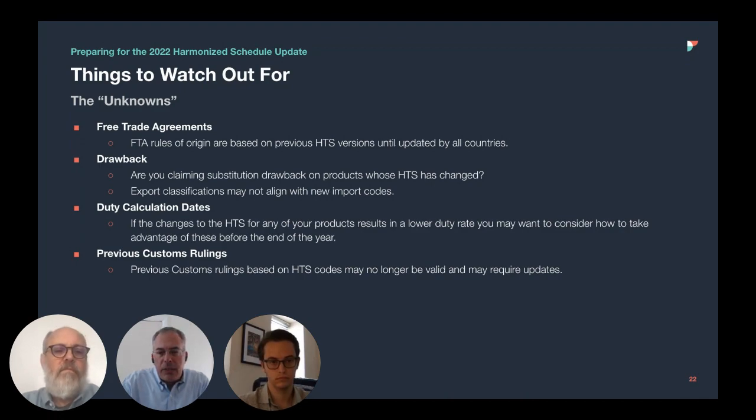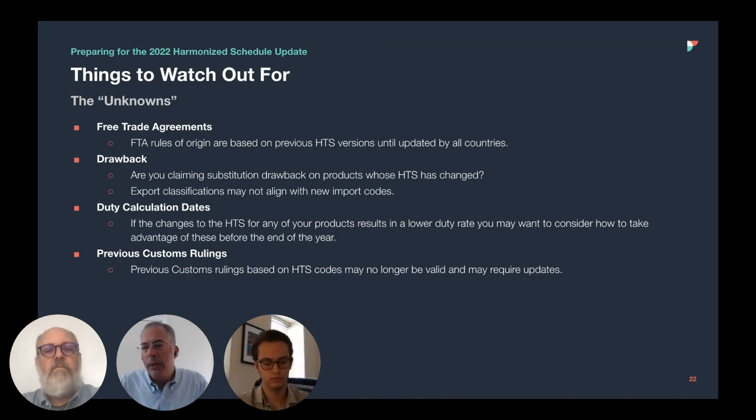And another piece is customs rulings. If you had a customs ruling that was issued to you, or you rely on a customs ruling issued to a third party, and that particular HTS code is no longer valid, well, then that kind of eviscerates that ruling in many ways. And you may want to seek a new ruling or guidance on whether or not it's still controlling. Next slide, please.